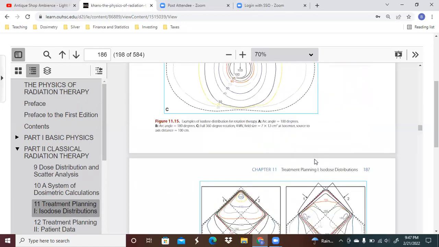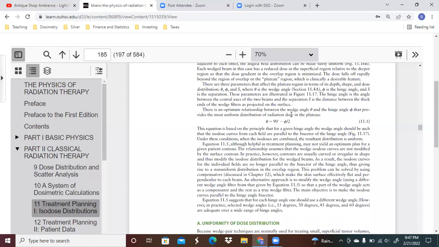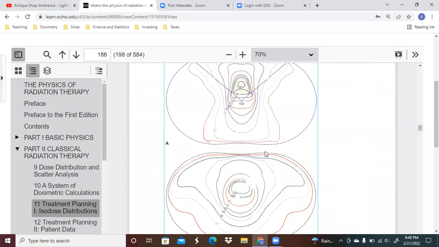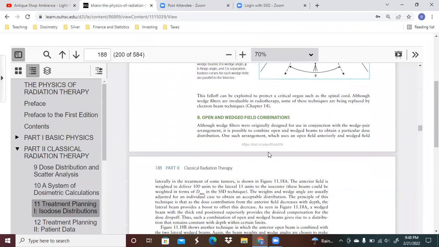There is something here called the wedge or the hinge angle calculation. If you know what your wedge angle is, and you may want to find the hinge angle that goes along with that, this is a formula to be able to do that. And I'll try to set up a couple of problems there for you to work through on that.